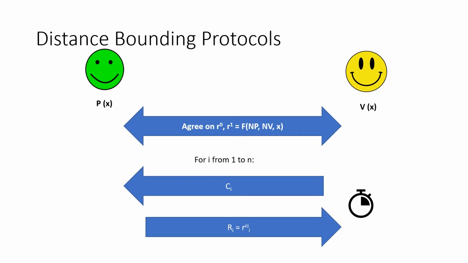Here we have an example of a distance bounding protocol where a prover and verifier start by agreeing on two response vectors R0 and R1, which are computed as a function of two shared nonces NP and NV, as well as the shared secret X. Then we have n challenge response rounds, during which the verifier will send a challenge Ci, which is generally a single bit, and expect a response Ri, which is a bit from R0 or R1 depending on the challenge. Each of these challenge responses are timed, and in the end the verifier will check that the responses are correct and that all the timings are within the time bound, which is a proxy for a distance bound.